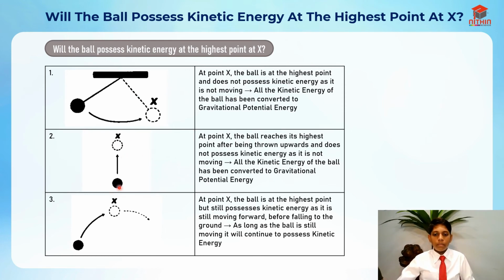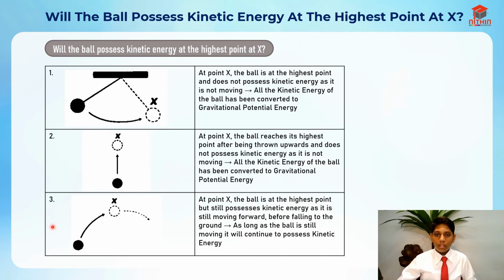For the second one, at point X, the ball reaches its highest point after being thrown upwards and does not possess kinetic energy as it is not moving. You know when you throw the ball upwards, there's a split second that it stays there and then comes back down. That split second is when all the kinetic energy is converted to gravitational potential energy of the ball, and thus it is not moving at its highest point. So it does not possess kinetic energy at point X.